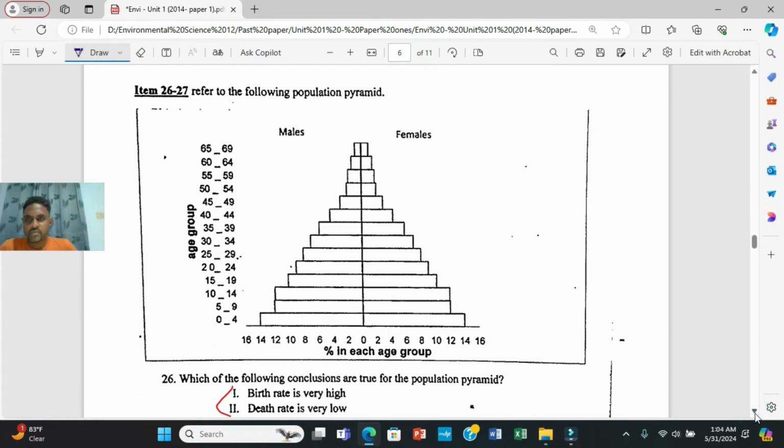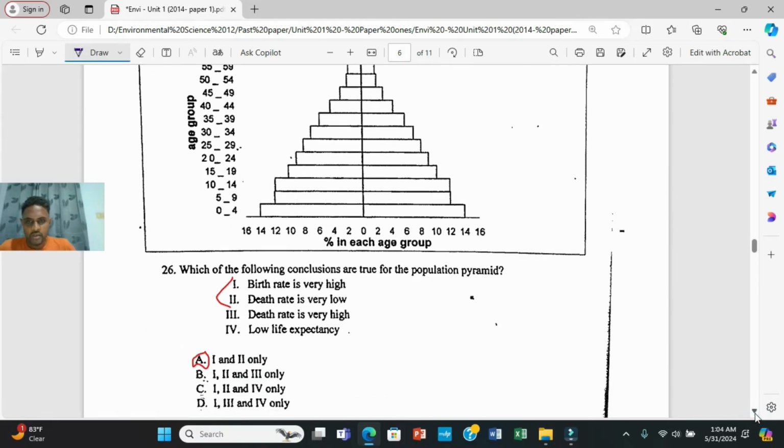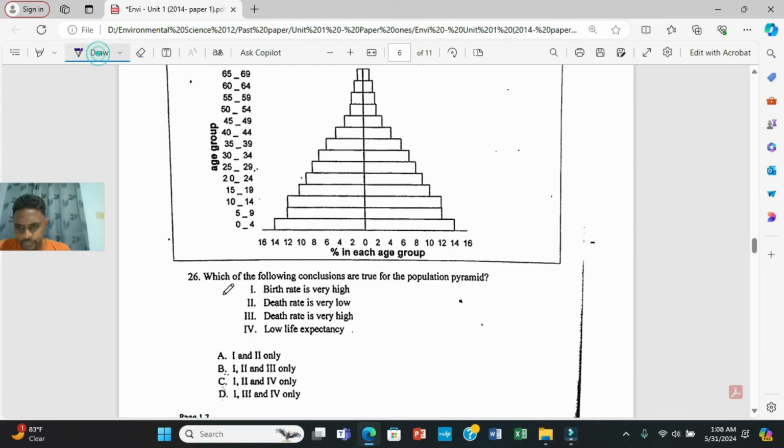Items 26 to 27 refer to the following population pyramid. Which of the following conclusions are true for the population pyramid? The answer is D. Now, 1, the birth rate is very high. So here, guys, it has a broad base.